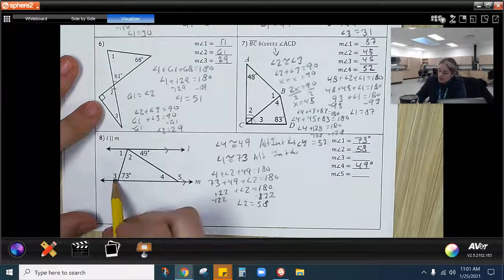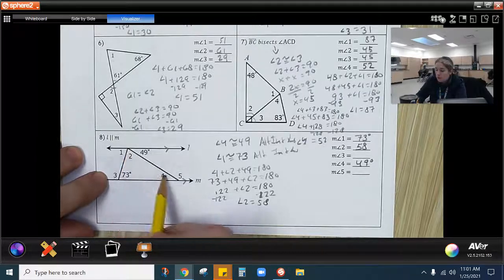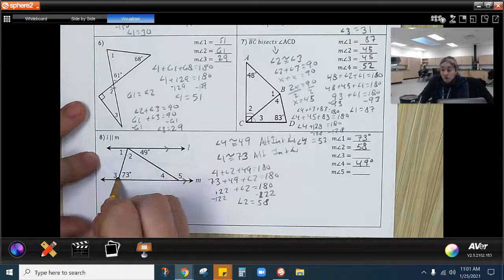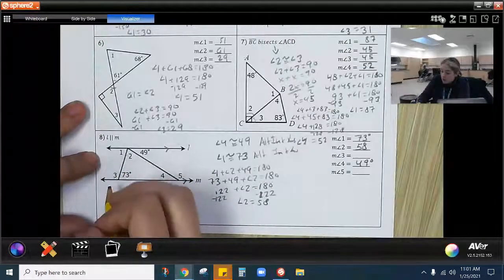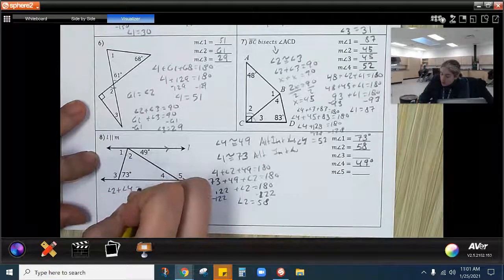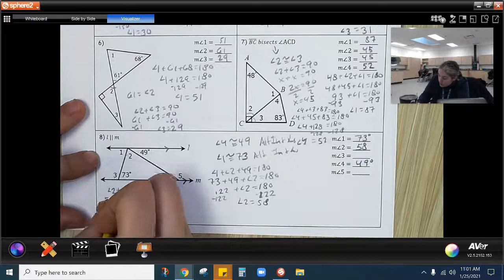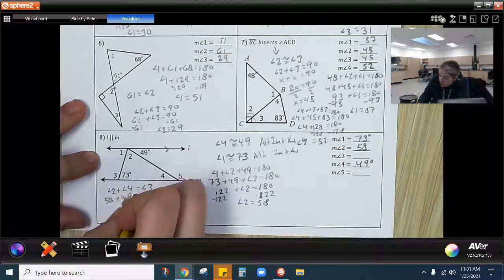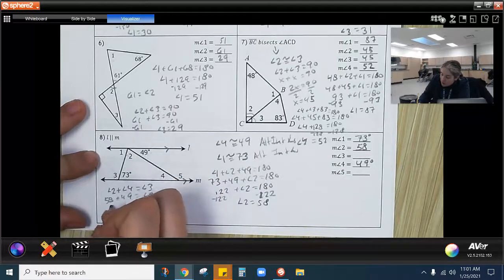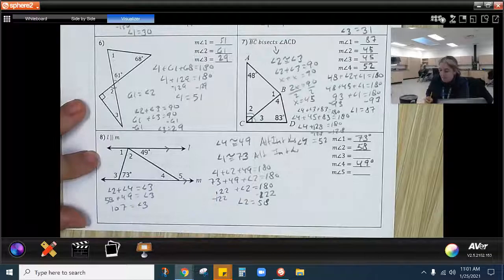All right, angle 3. Angle 3 is an exterior angle to angles 2 and 4. Because it's an exterior angle to this triangle right here, we can do angle 2 plus angle 4 is equal to angle 3. Well, angle 2 we said was 58. Angle 4 was 49. So that would be 107 is equal to angle 3.